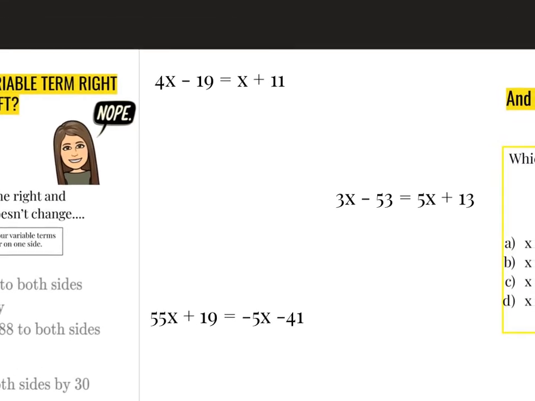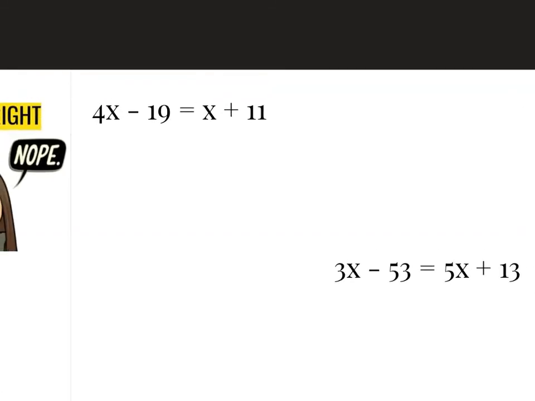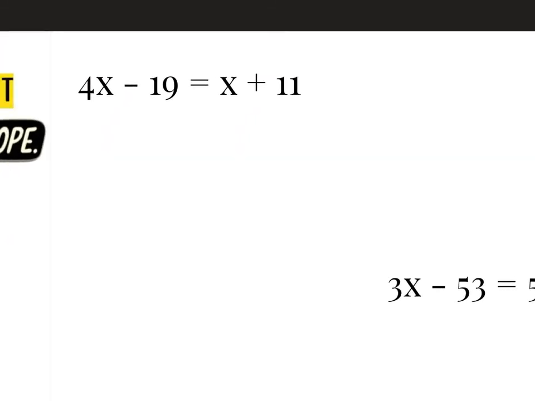Okay, I'm going to try some additional examples. So on this one, I have 4x minus 19 equals x plus 11. Well, on this one, I'm going to move my variable to the left side. So this is a x. Hopefully we know if there's no number in front of the variable, there's an invisible 1. So this is positive 1x. To cancel it out, I'm going to subtract 1x from both sides.